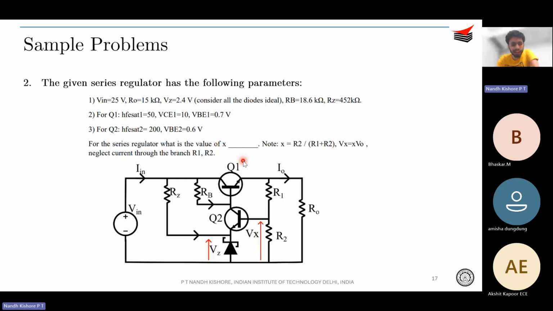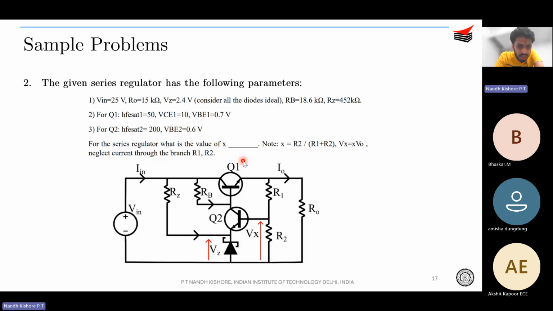So the given series regulator has the following parameters. That is, Vn is 25 ohms, R naught load resistance is 15 kilo ohm, Vz is 2.4 volt, right? And RB is 18.6K, RZ is 452K. Okay. For Q1, HFE sat or beta, that you might call, or the current gain is 50. VCE1 is 10 volts, VBE1 is 0.7 volt, and for Q2, it is again given the beta 2 is 200 and VBE2 is 0.6.